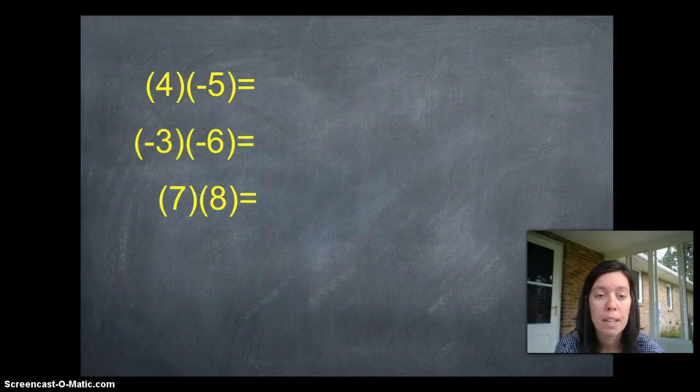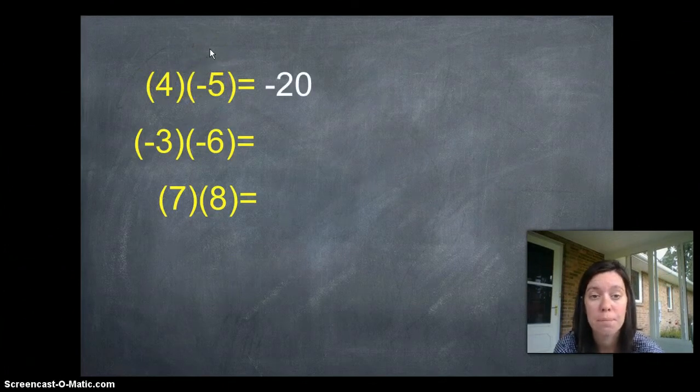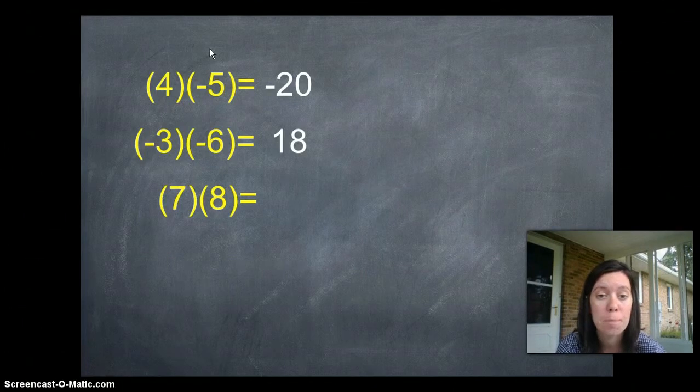So for example, this first equation shows 4 times negative 5. We know 4 times 5 is 20, but the question is, will it be positive or negative? Since we have a positive 4 and a negative 5, that makes a negative answer, negative 20. Negative 3 times negative 6, the 2 negatives come together to make a positive. 3 times 6 is 18, so that would be a positive 18. And 7 times 8, that's the one I have the most trouble with. It's just the one I always get stuck on. That's 56.